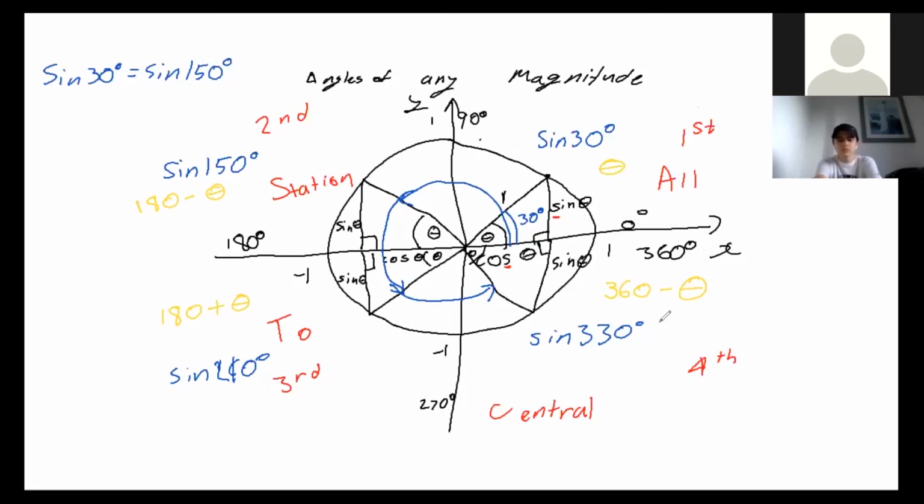So from here, sine 30 is equal to sine 150. But does sine 30 equal sine 210? Not quite. They're the same size, but what can you tell me about sine 210? Is it going to be positive or negative? It's going to be negative. So sine 30 is positive, but sine 210 is negative.